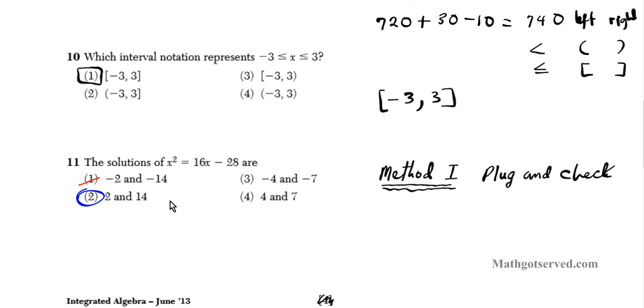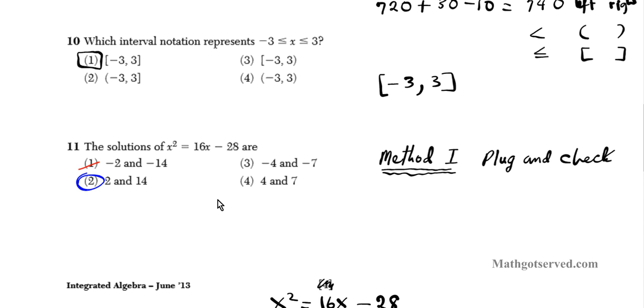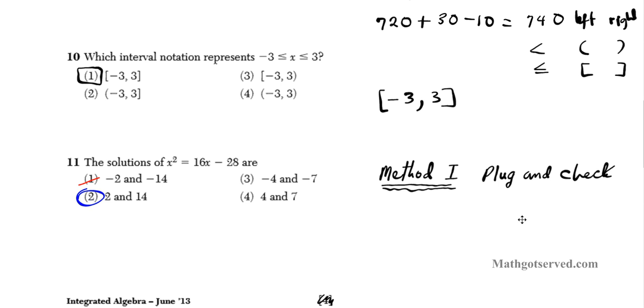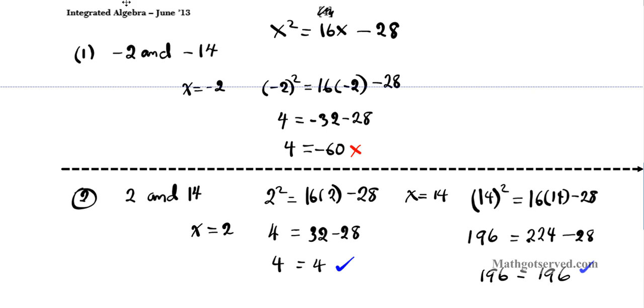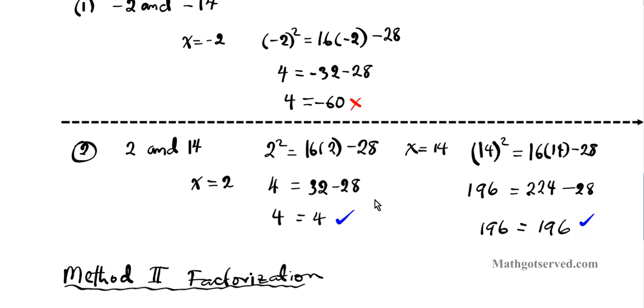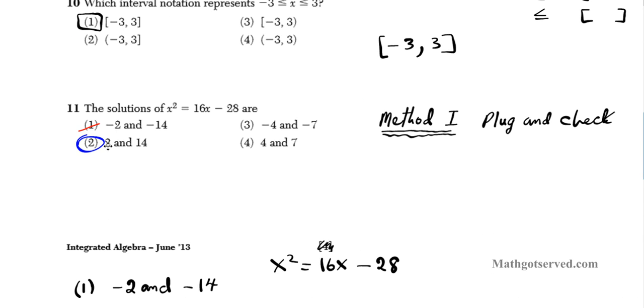Number 11, you're given solutions to a quadratic equation, and you're asked which of them are correct answers. There are two ways you can do this. You can just plug in the answers and see which one works. As you can see here, I tested -2 in option 1. -2 didn't work, so that means that option 1 is not correct. And then I tested 2 and it worked for option 2, and I tested 14 from option 2 and that worked. Since both of the answers work, that means that our correct answer is 2. That's the method of plugging and checking.